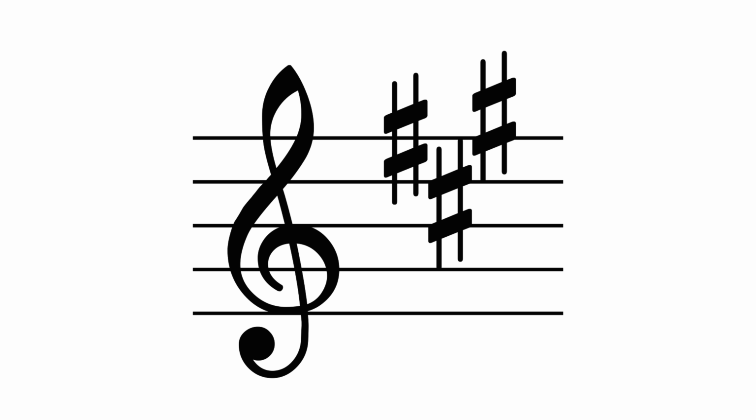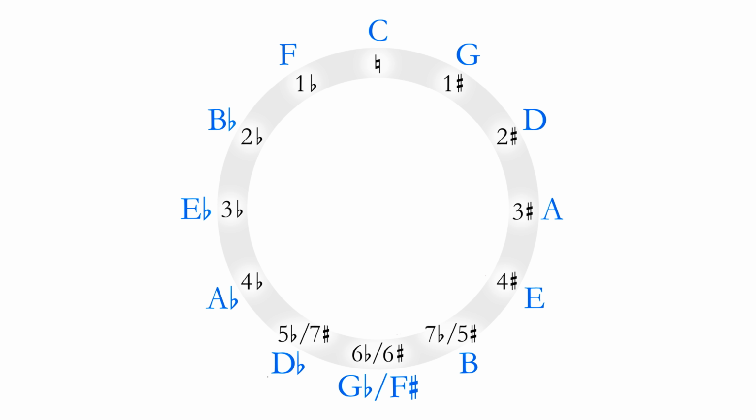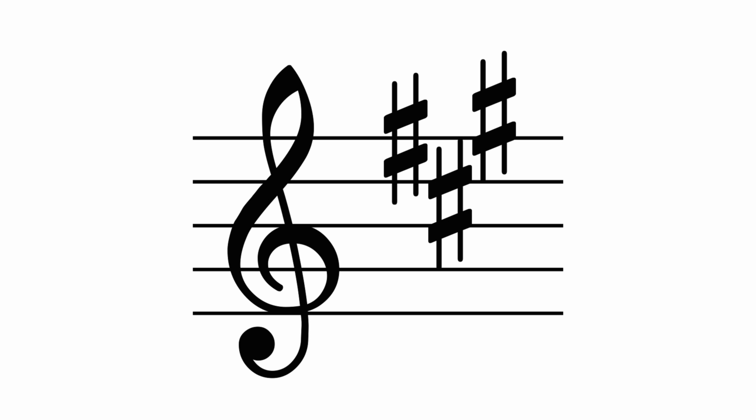All we have to do is count the number of sharps that we have, so in this example 3, and then much like a clock, we count that many steps around the circle of fifths. So we start at the top with C, which has no sharps or flats, and then we count around 1 sharp, 2 sharps, 3 sharps. So it's the key of A major, which has 3 sharps.